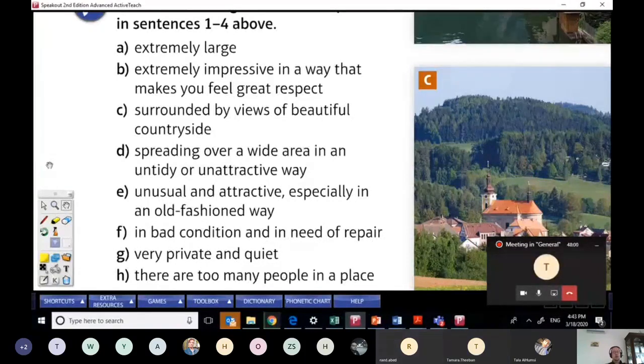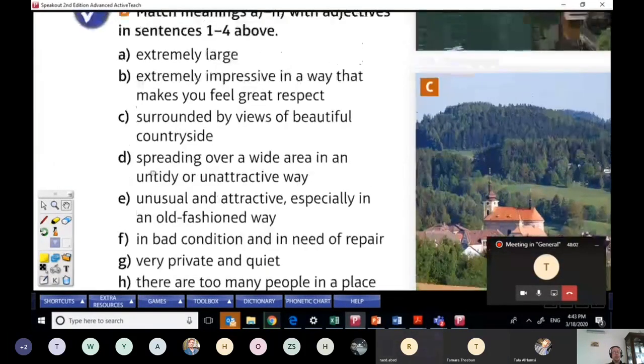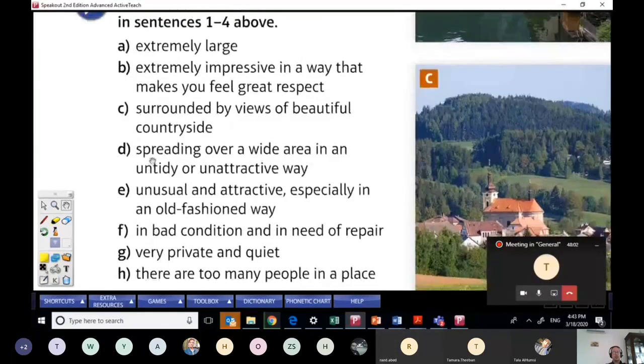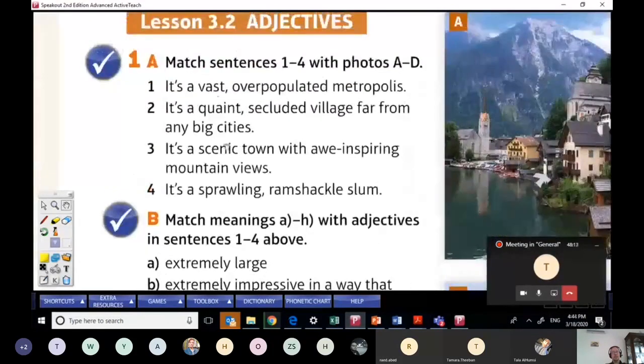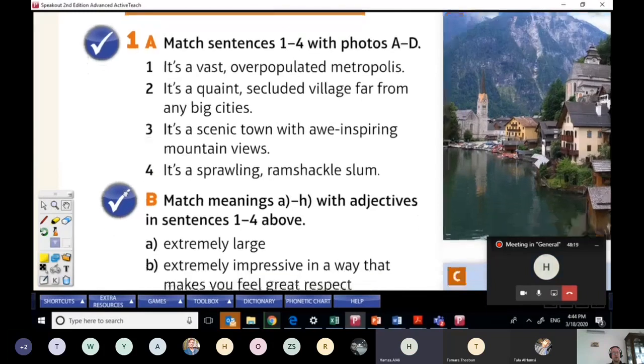So what I want you to do is pay attention, okay? So that you can listen to see which words mean extremely large or extremely impressive. Okay. So I want everyone to try for about 2 minutes to match these words yourself. Mr. Michael, which page? 150.